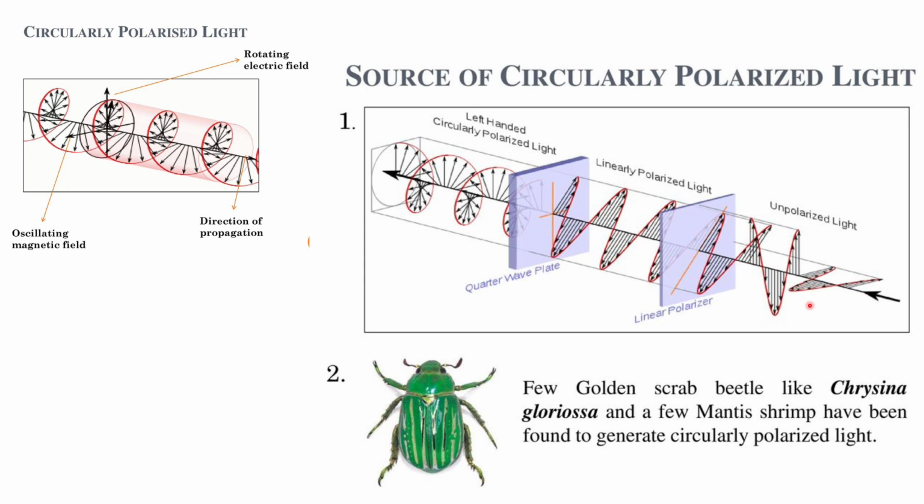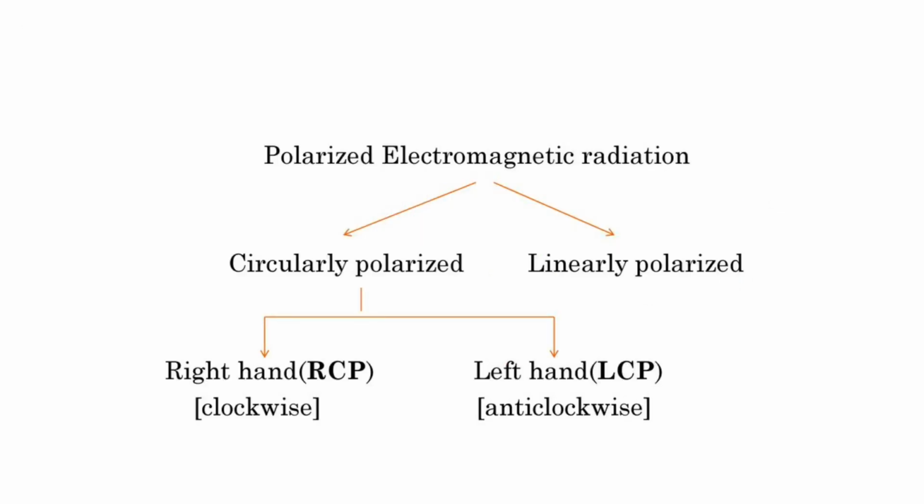So where does this polarized light come from? A few golden crab beetles like Chrysina gloriosa and a few mantis shrimp have been found to generate circularly polarized light. Further, circularly polarized light can be categorized as right hand circularly polarized, which is clockwise and abbreviated as RCP, and left hand circularly polarized, which is anti-clockwise.